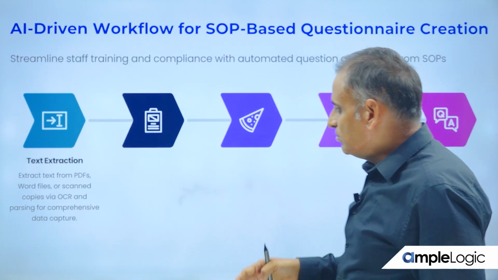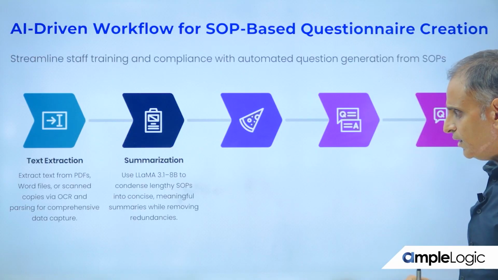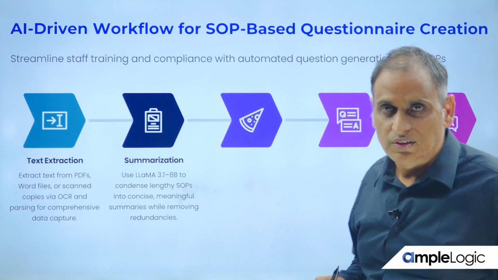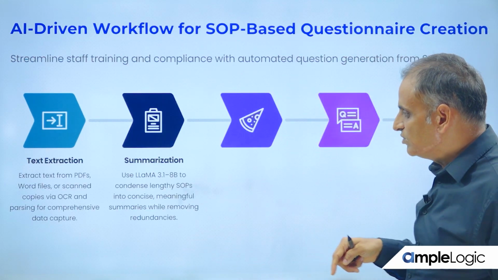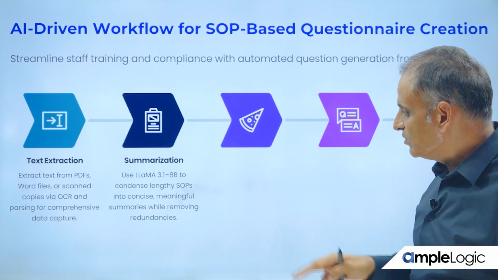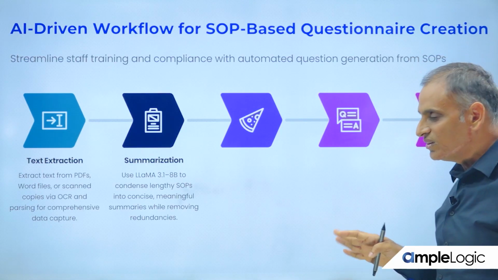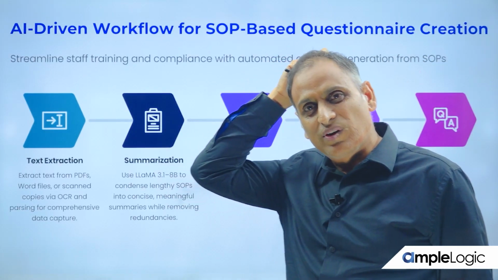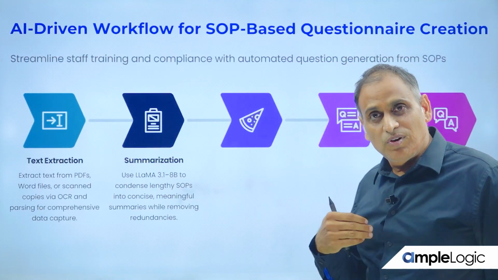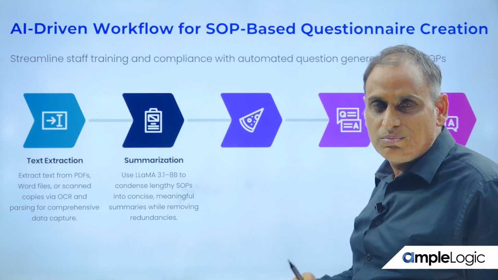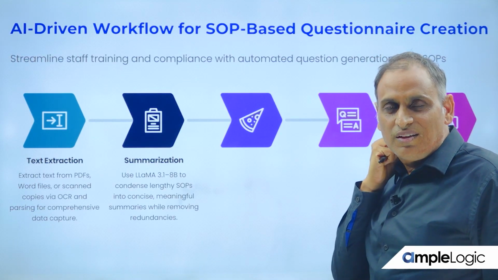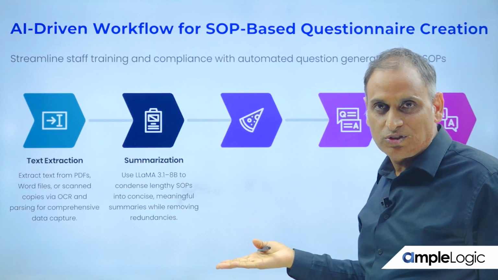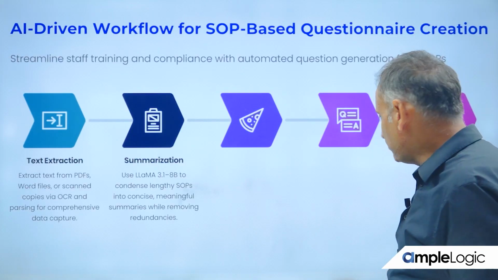Okay. So now this text extraction is going to be done. Then after that, summarization. Here we are using Llama 3.1, right? This Llama 3.1 model is used to condense the lengthy SOPs into concise and meaningful summaries while removing the redundancies. This is a model which we trained and got some good results with, but at the same time you can use the same model, or different models of your choice. Otherwise, this is the approach we have been following.